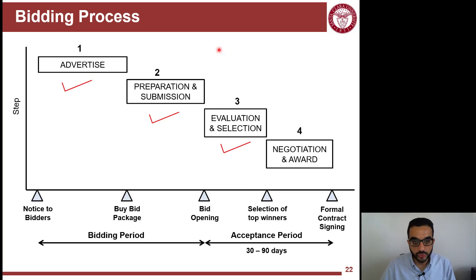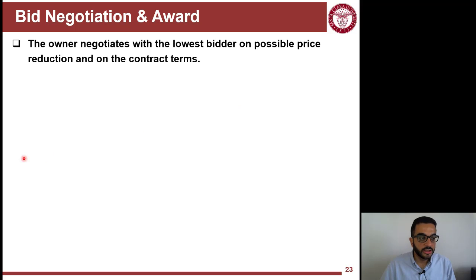So once you finally submit a bid, you're being evaluated, you're the lowest bidder, then you get selected, and then the owner starts to negotiate with you, because there are things that are still negotiable, even in design-bid-build and picking based on the lowest price. So there are terms in the contract you can negotiate with the owner, and that negotiation will materialize if it passes into a signed contract.